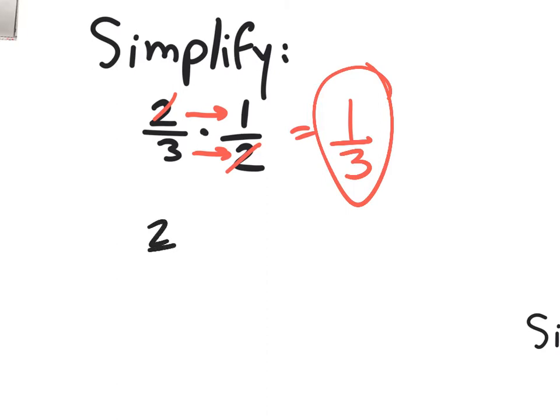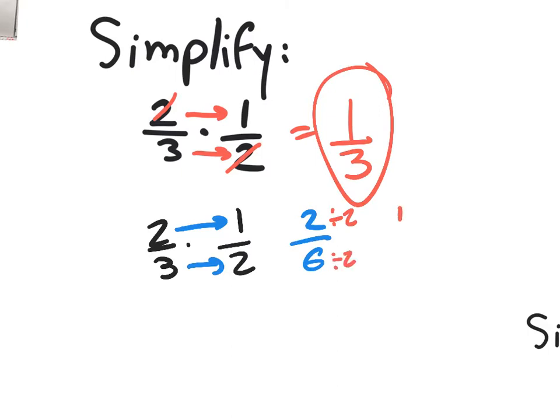But maybe 2/3 times 1/2. Same exact problem. Let's do it the other way. Let's multiply first and then reduce. Now what do I mean by multiply first? Top with the top. 2 times 1 is 2. 3 times 2 is 6. And 2 over 6, you could now reduce that by 2. And you'll get 1 over 3.